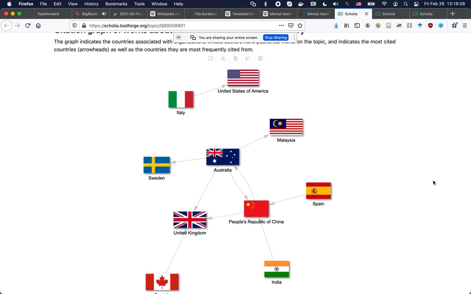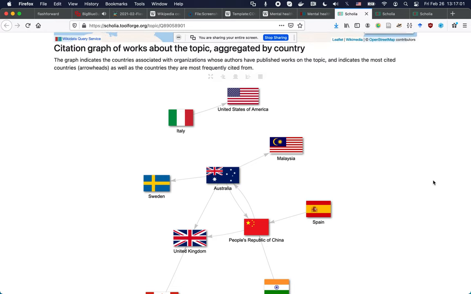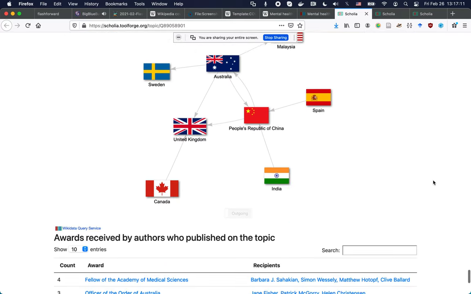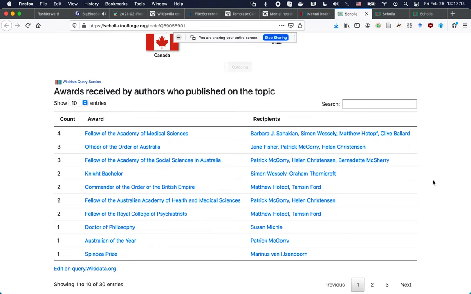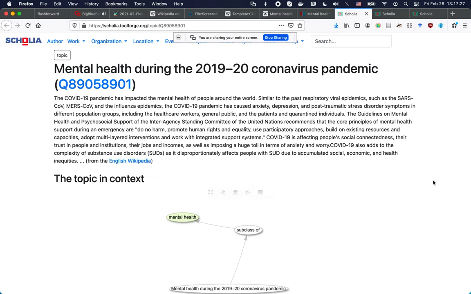Here we have a citation graph basically by country that is based on citations between papers on the topic of mental health during this pandemic. And this is very incomplete. You also get a list of awards that people have received who have worked on this particular topic, although most likely they did not get this award for work on this particular topic, but it's interesting nonetheless. Anyway, so this was a brief rundown of how Wikidata can render information about such a topic.